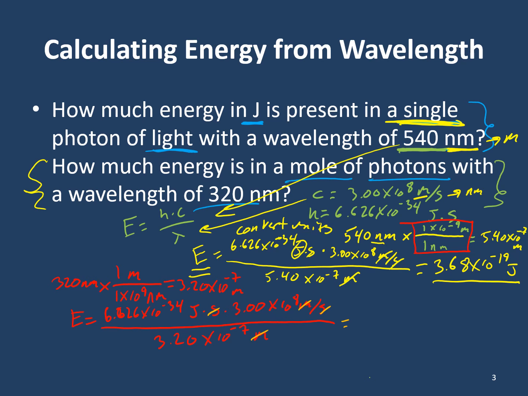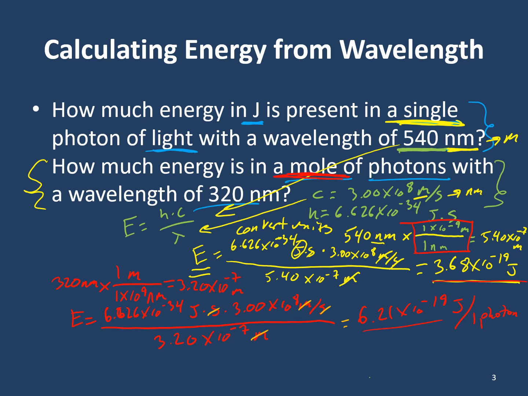And we get 6.21 times 10 to the negative 19 joules. This value is larger than that value as I predicted. But this is still just for one photon. So I wasn't asked for one photon, I was asked for a mole of photons.